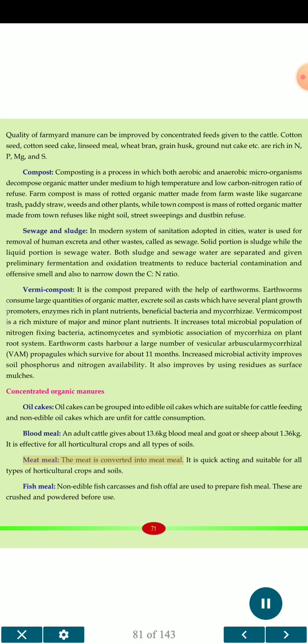Meat meal. The meat is converted into meat meal. It is quick acting and suitable for all types of horticultural crops and soils. Fish meal. Non-edible fish carcasses and fish offal are used to prepare fish meal. These are crushed and powdered before use.